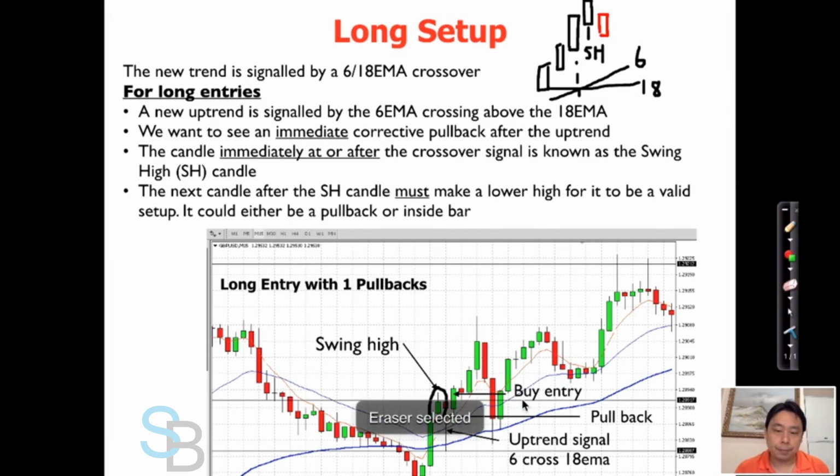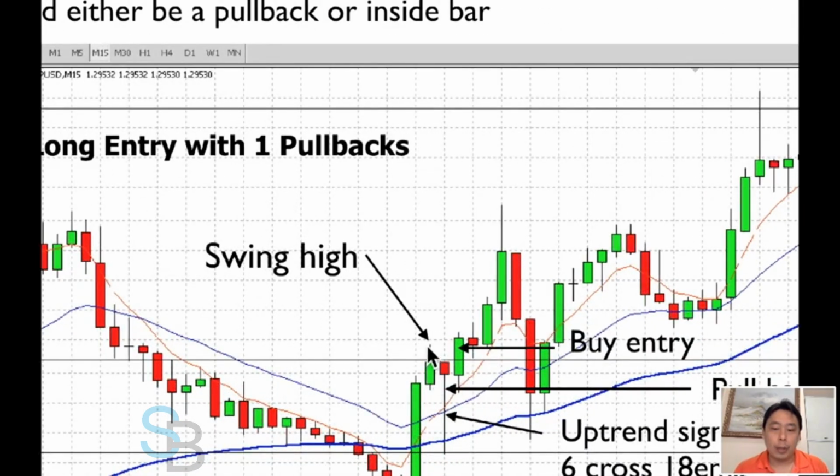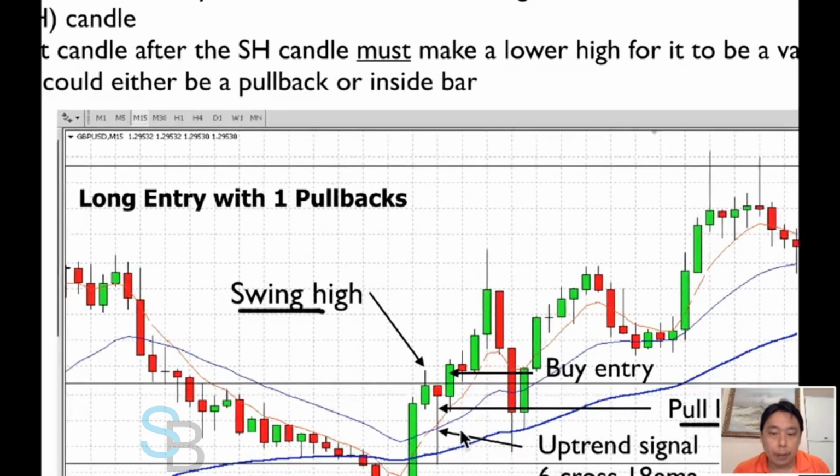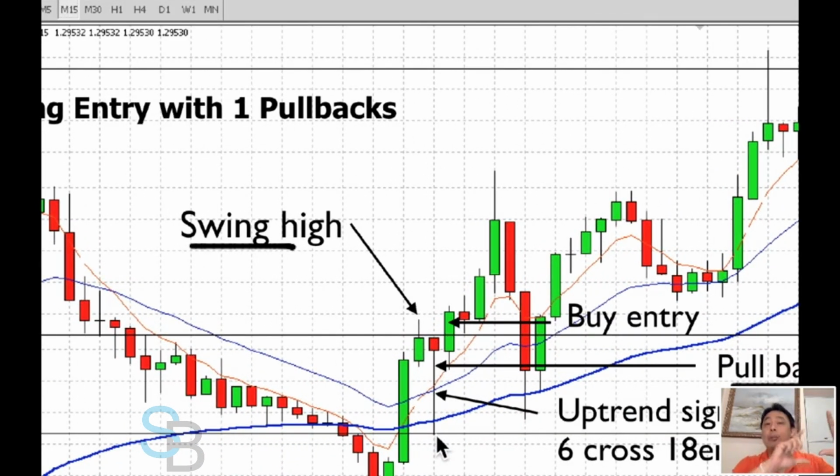So in this case, let's take a closer look over here. We can see that right after the swing high, the next candle makes a lower high and lower low, right? So this is known as the swing high and pullback candle. Got it? Great. Now, the moment you have at least a pullback or an inside bar, you're ready to place your buy order. We're going to place our buy order right above the pullback candle or the inside bar candle.